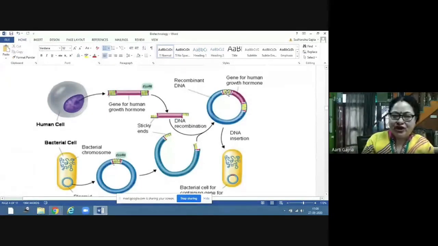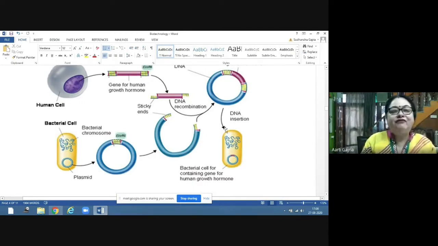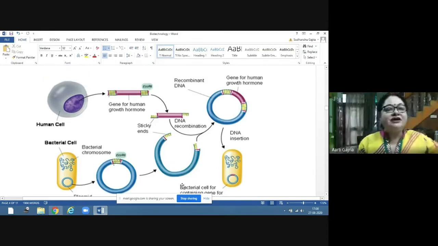One was this original plasmid, and we have put the gene of interest in this. And what is our gene of interest? The gene for human growth hormone. So that we have incorporated with the plasmid. Now we will put this vector into some other bacteria for cloning. So this bacterial cell is containing the gene for human growth hormone. So we have put this into the bacteria. Now this will make the copies. So this is how the recombinant DNA is constructed.